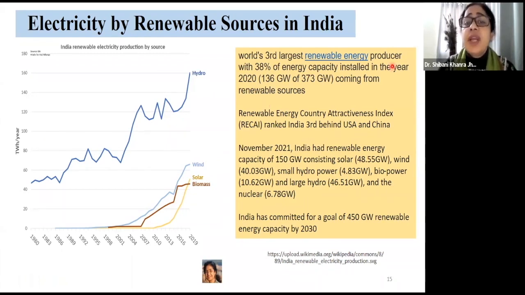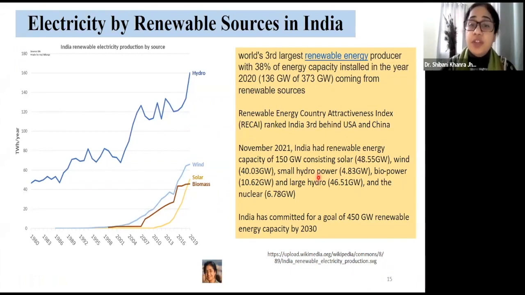It was found in 2020 that 136 gigawatt out of 373 gigawatt is produced from renewable sources. Also, a study indicates that the renewable energy country attractiveness index puts India at third rank behind USA and China.